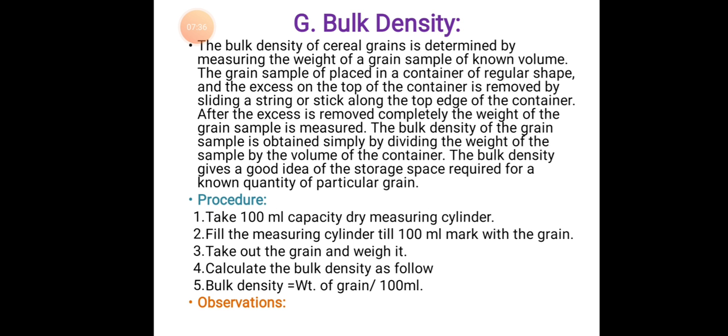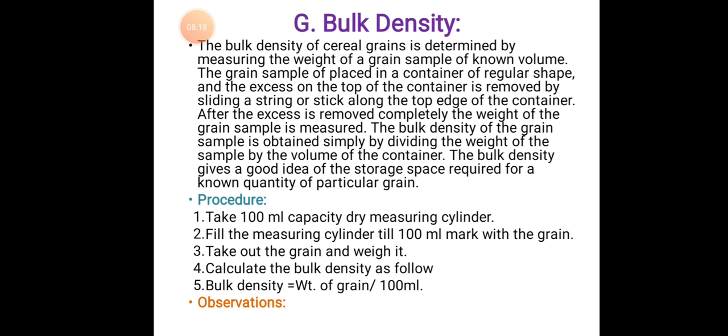Bulk density. The bulk density of cereal grains is determined by measuring the weight of a grain sample of known volume. The grain sample is placed in a container of regular shape, and the excess on the top of the container is removed by sliding a string or stick along the top edge of the container. After the excess is removed completely, the weight of the grain sample is measured. The bulk density of the grain sample is obtained simply by dividing the weight of the sample by the volume of the container. The bulk density gives a good idea of the storage space required for a known quantity of a particular grain.